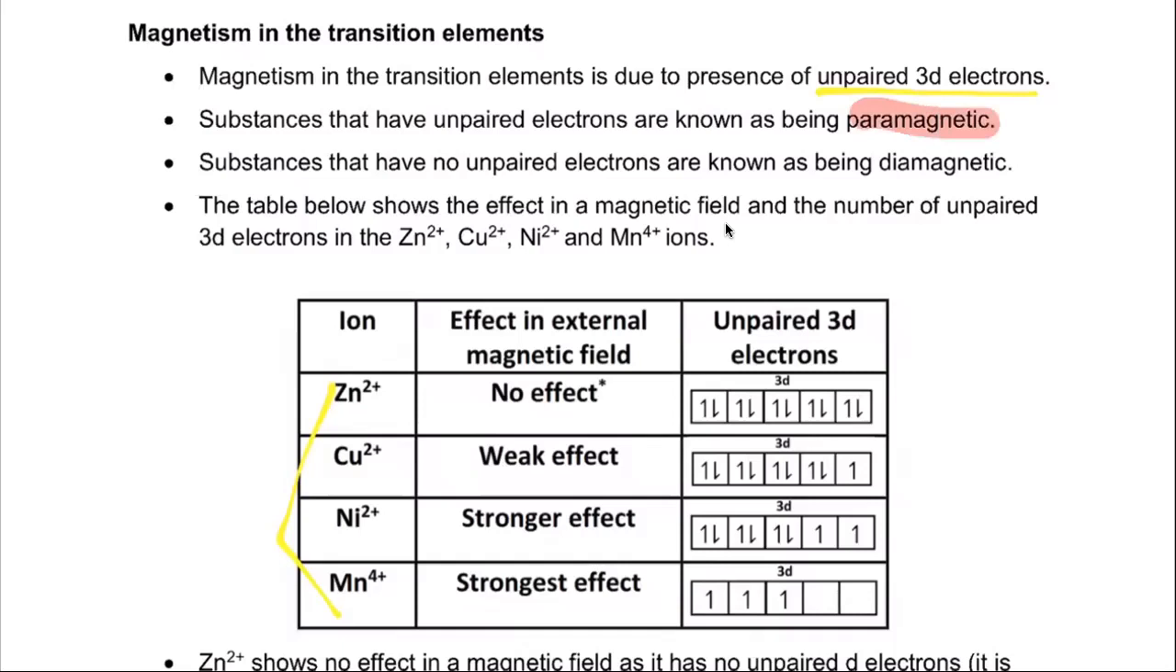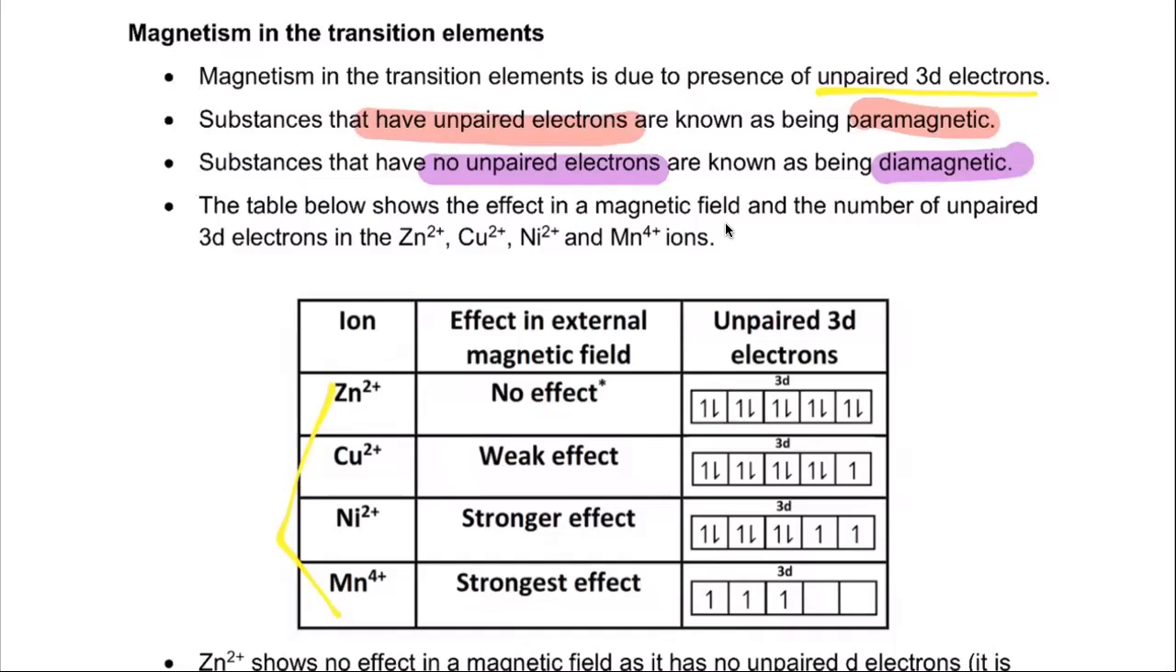Paramagnetic means that they have unpaired electrons. Those are the ones that are going to be attracted to a magnet. If something is diamagnetic, it has no unpaired electrons. So that means it's not magnetic. It's not going to be attracted to a magnet or repelled by a magnet.